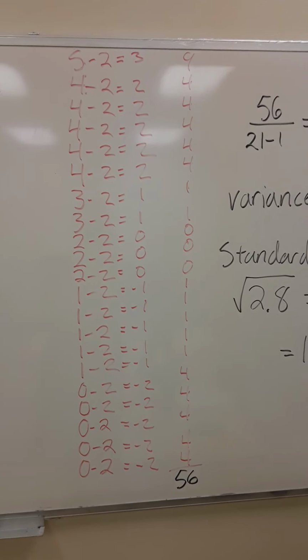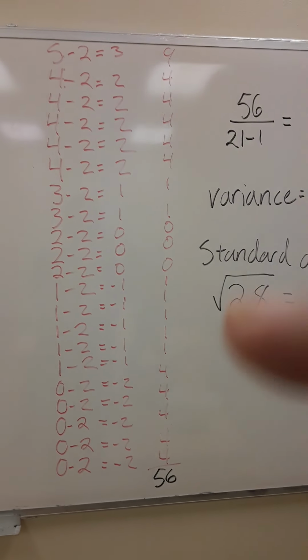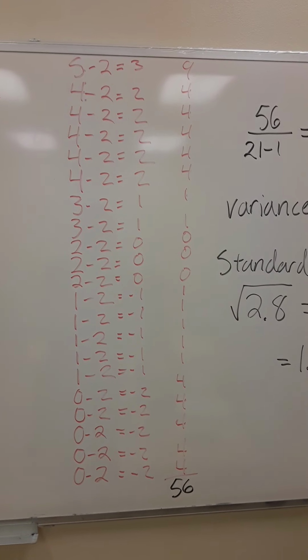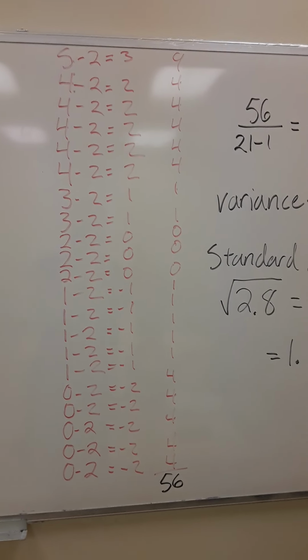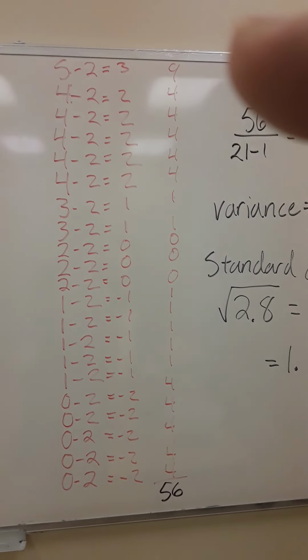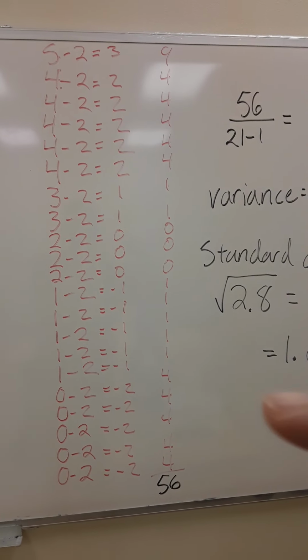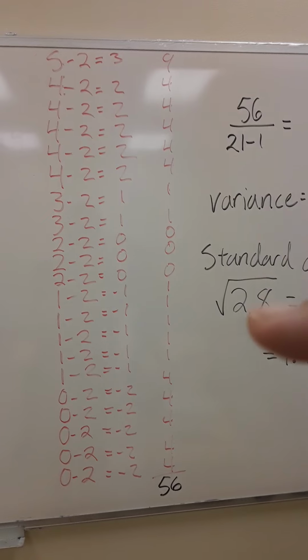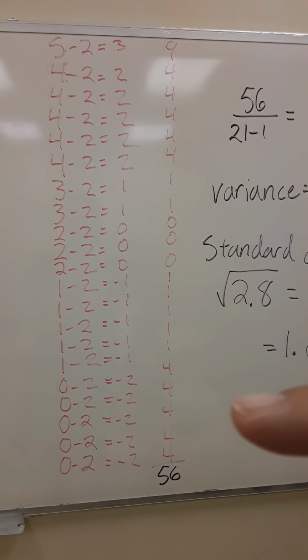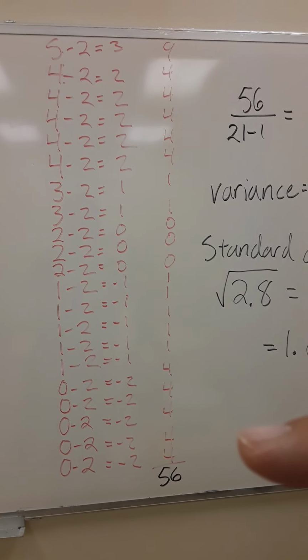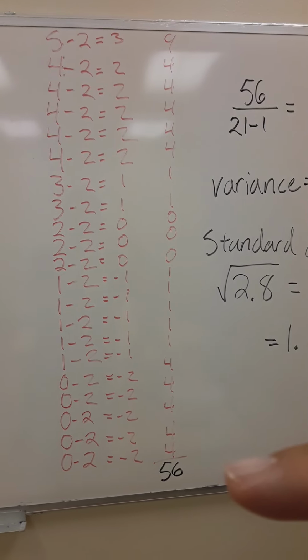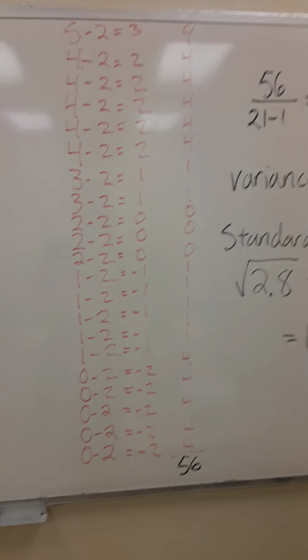Then we find the square of them. So the square of 3 is 9 at the top. And then 0 being 0. And as we get to the negatives, they become positives. And then we find the sum of all of those squares, which is going to be 56.